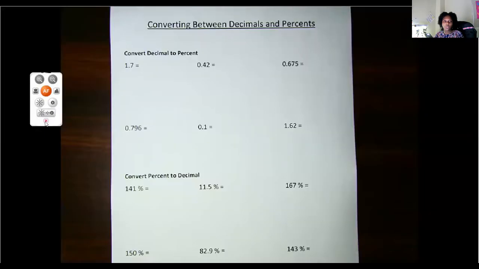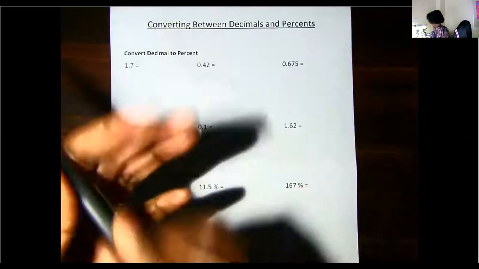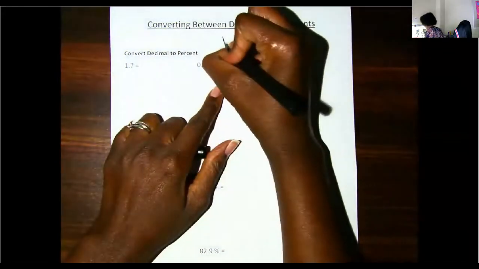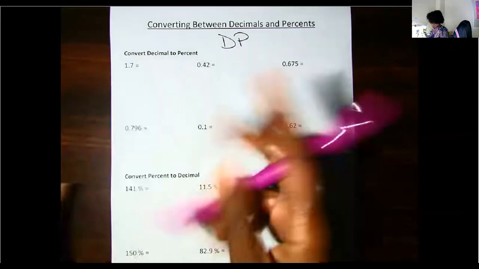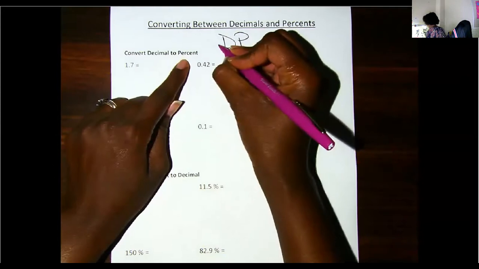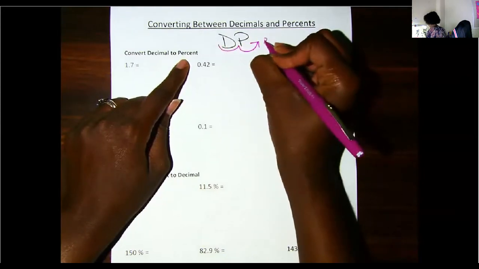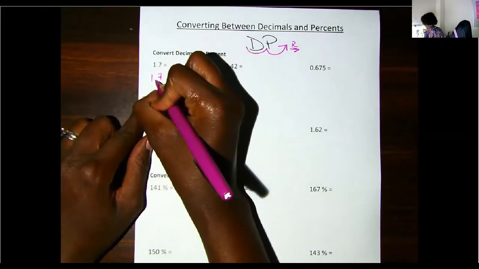Okay, so we're converting between decimals and percents, and we're going to start off with converting a decimal to a percent. So first of all, I'm going to draw my friend, Dr. Pepper, to remind myself of my movements. If I'm trying to go from a decimal to a percent, I'm going to go 2 to the right, okay? So here's my decimal, and I want to change it to a percent. I have 1.7, and I'm going to move it 2 to the right.